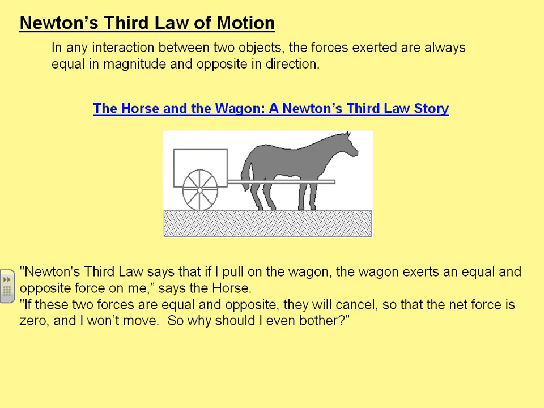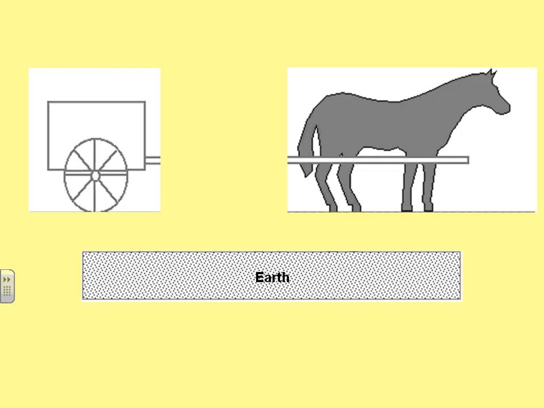So again, he's saying, hey, look, if Newton's third law says that I pull on the wagon, the wagon's going to pull back on me with an equal and opposite force. Add them up, you add up to zero. No net force, no acceleration. I'm not going to move. Now, obviously, there's something wrong with this, because you know a horse can pull a cart to market. So let's draw a little force diagram here, separate out the horse and the cart.